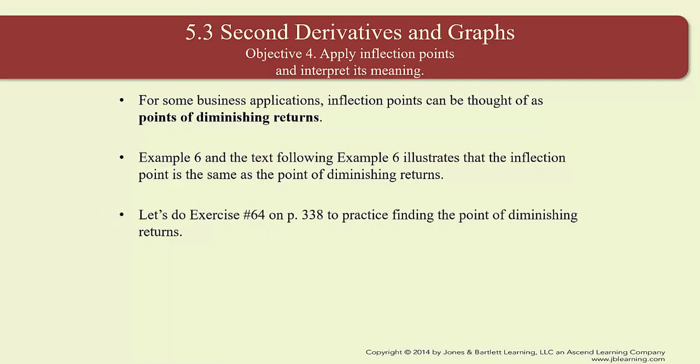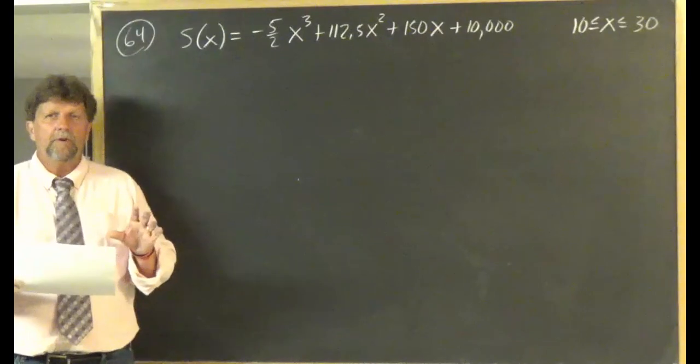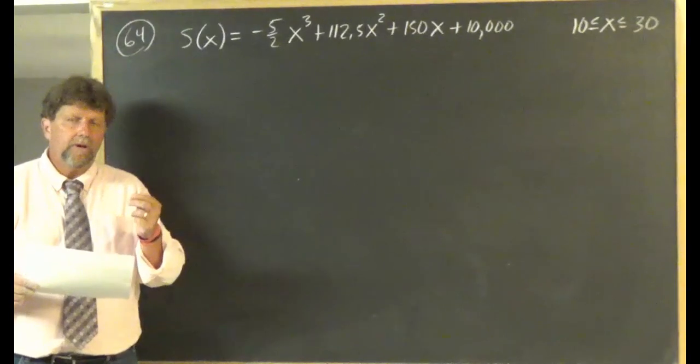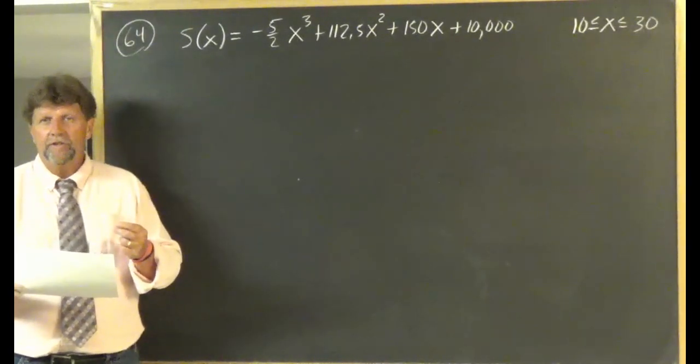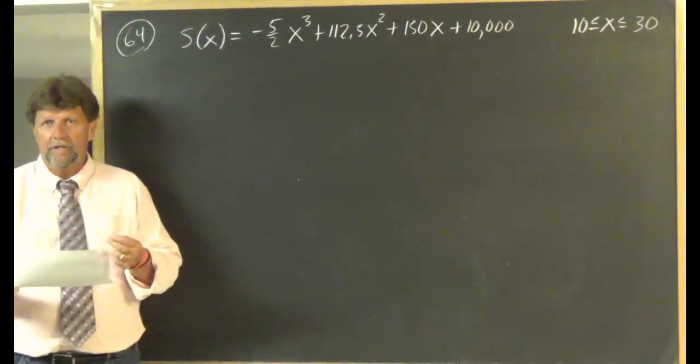To finish off this section, I thought we would do exercise 64 on page 338 to practice finding the point of diminishing returns. So make sure you get your book open and look at exercise 64, because I am heading off to the chalkboard to do it. After the reading I asked you to do, we're seeing that in some business applications, an inflection point can be thought of as a point of diminishing returns. In number 64, you were asked to find the point of diminishing returns and interpret what it means.